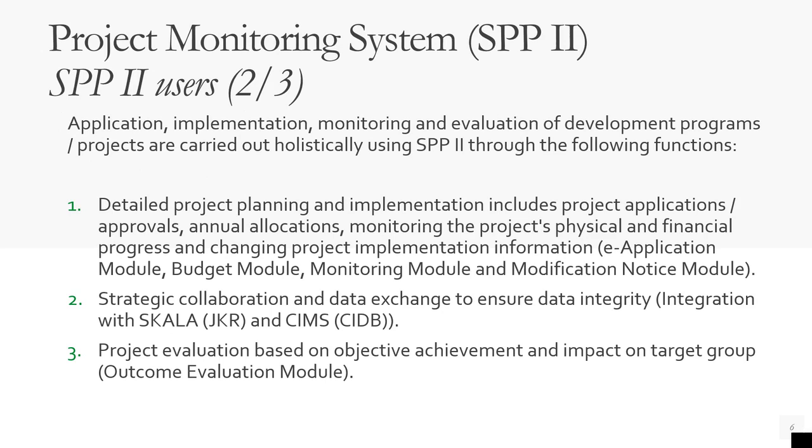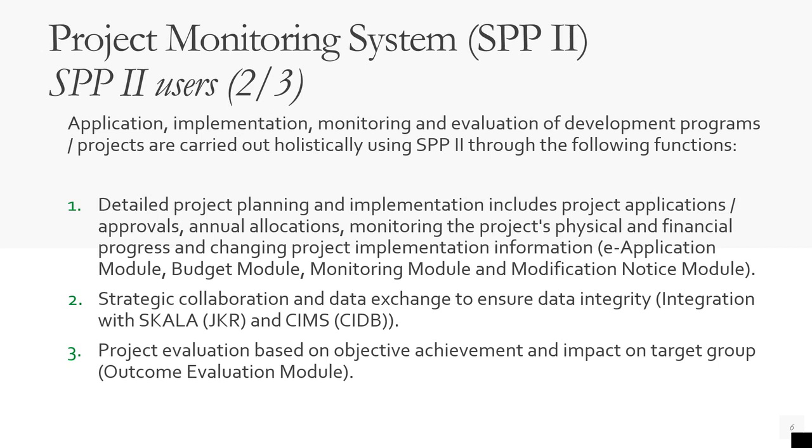Application, implementation, monitoring and evaluation of development program project is carried out in a holistic manner using SPP2. Detailed project preparation and execution require framework for program and approval, annual allocation, physical and financial control of the project, information on progress and change of project implementation, such as application module, budget module, monitoring module, and notice module modification. Strategic collaboration and exchange of data to guarantee data integrity.